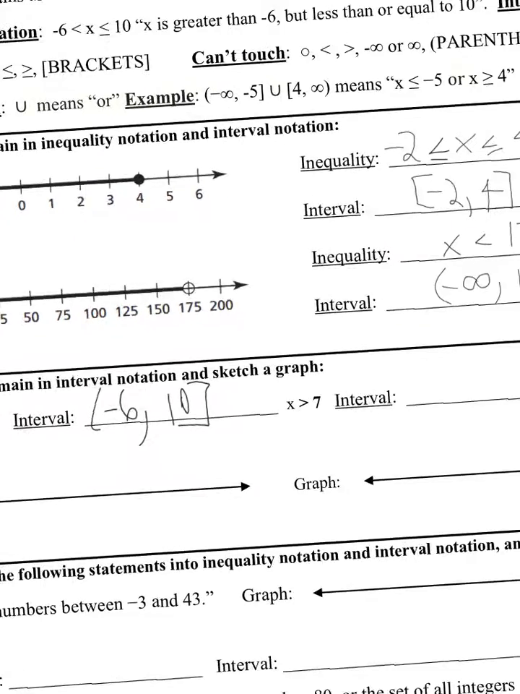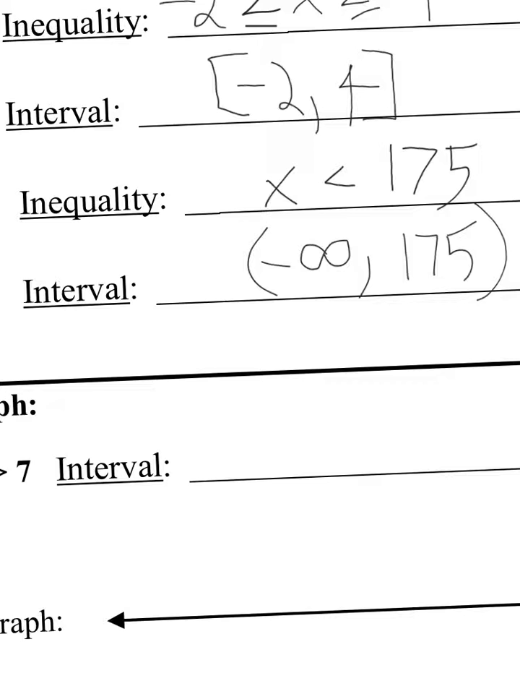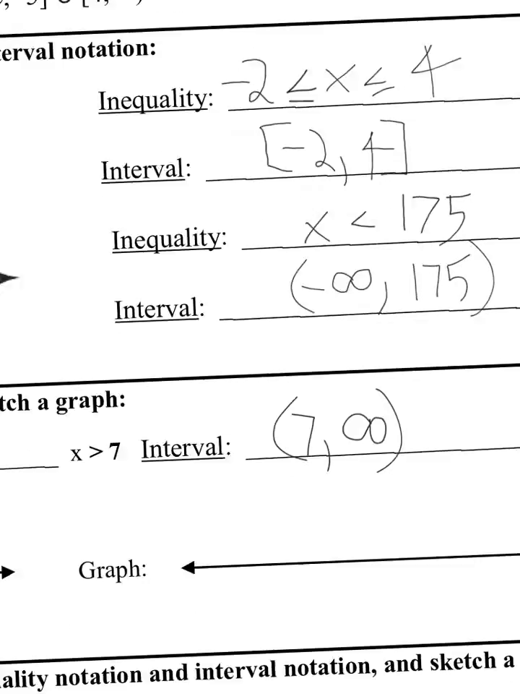Alright. And then write this in interval notation. X is greater than 7. So 7 is the smallest number. Every number greater than 7 forever is infinity. And they're both in parentheses.